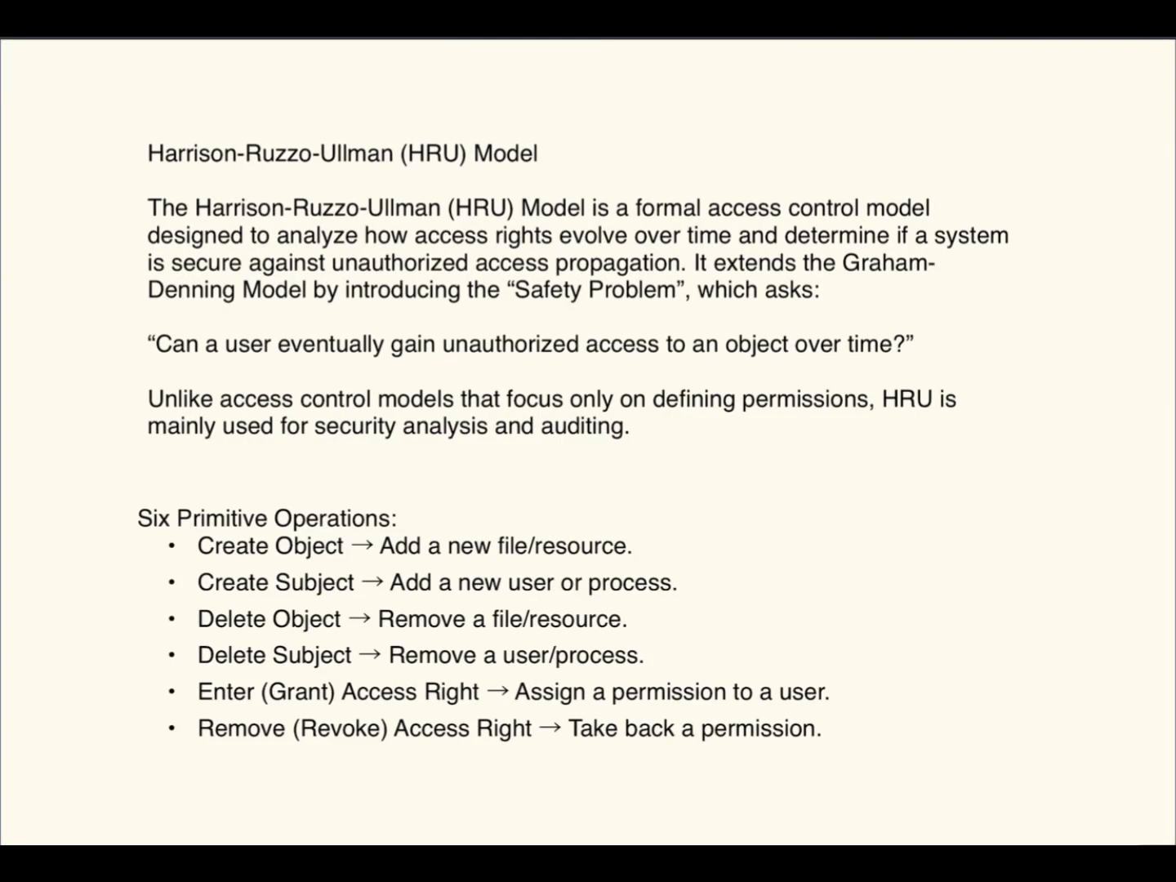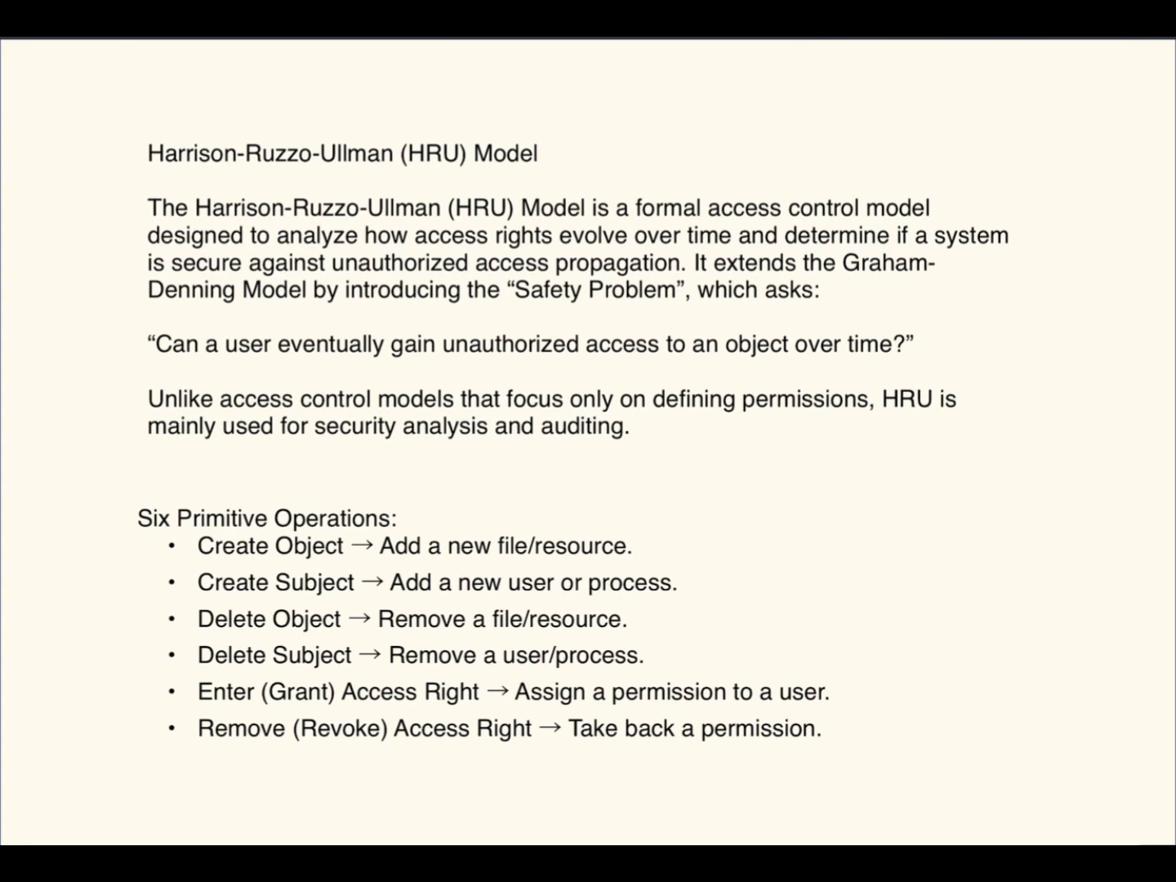In this session, we are going to discuss another concept, the Harrison-Ruzzo-Ullman model. That is another model which is also important to know about for the CISSP exam. The Harrison-Ruzzo-Ullman model is a formal access control model designed to analyze how rights evolve over time and determine if a system is secure against unauthorized access propagation.